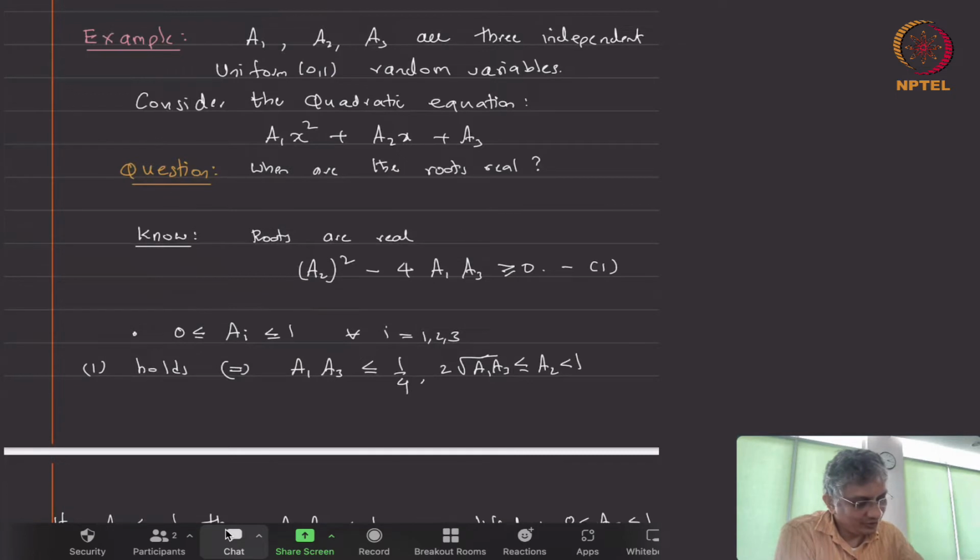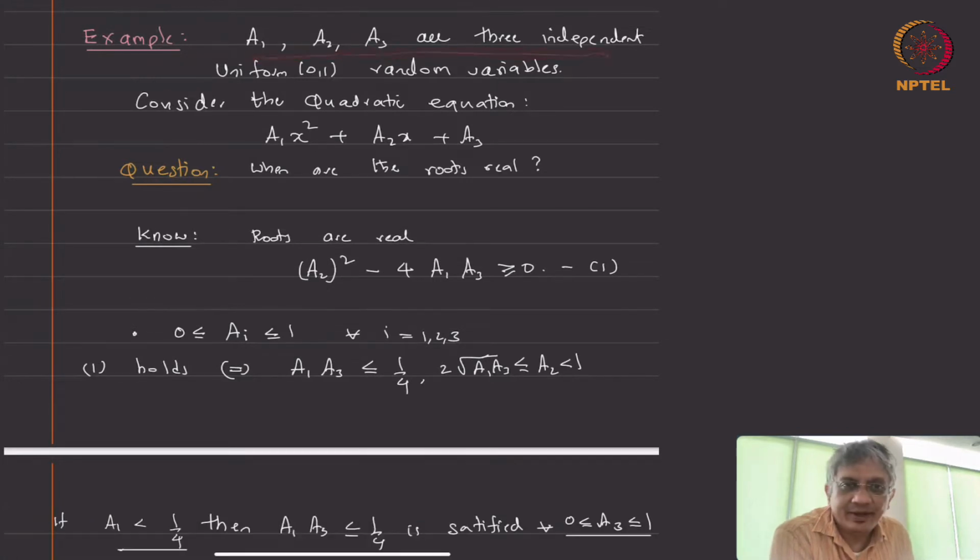So now here I want to do another example of a quadratic equation. What I do is I take A1, A2, A3 as three independent uniform 0, 1 random variables. And then I want to consider the quadratic equation A1x squared plus A2x plus A3. Now here I ask a question: when are the roots real?